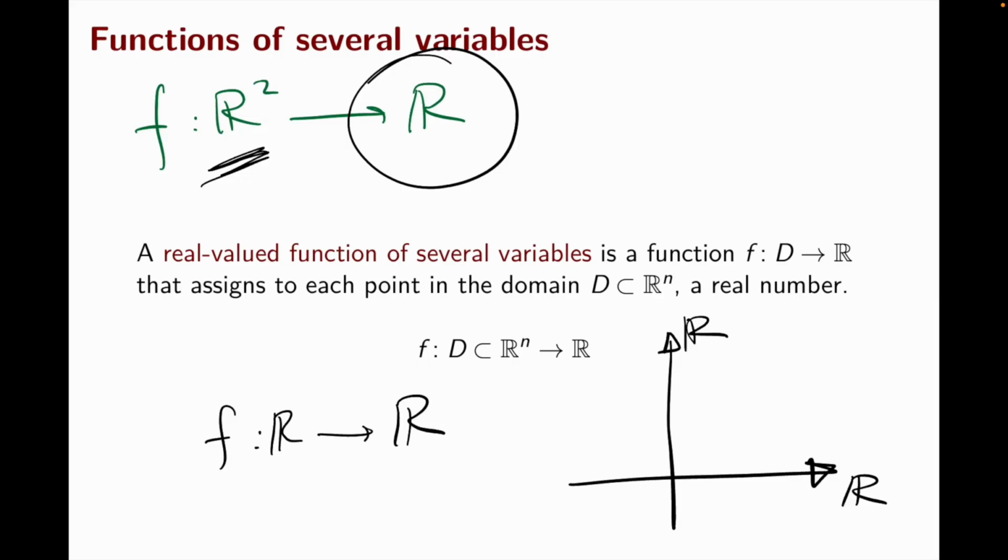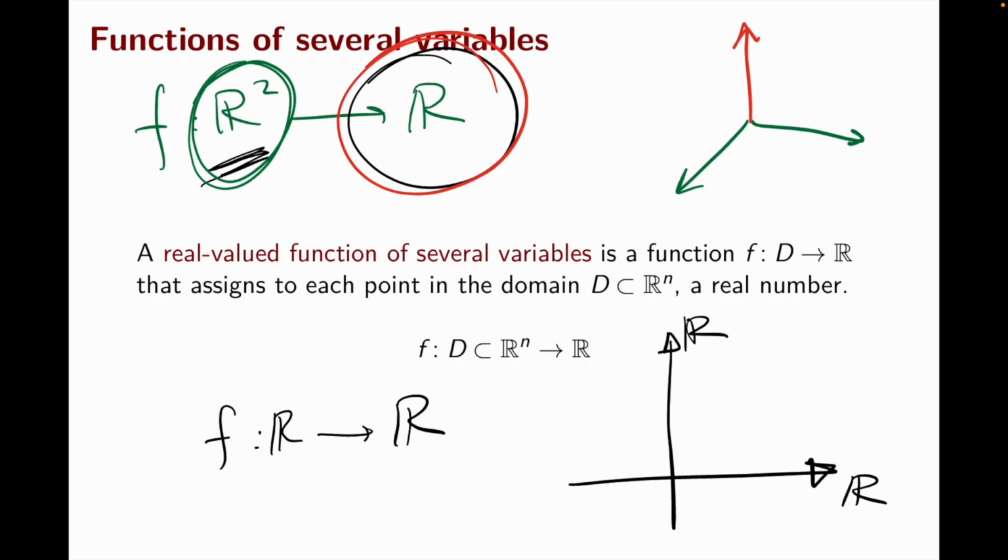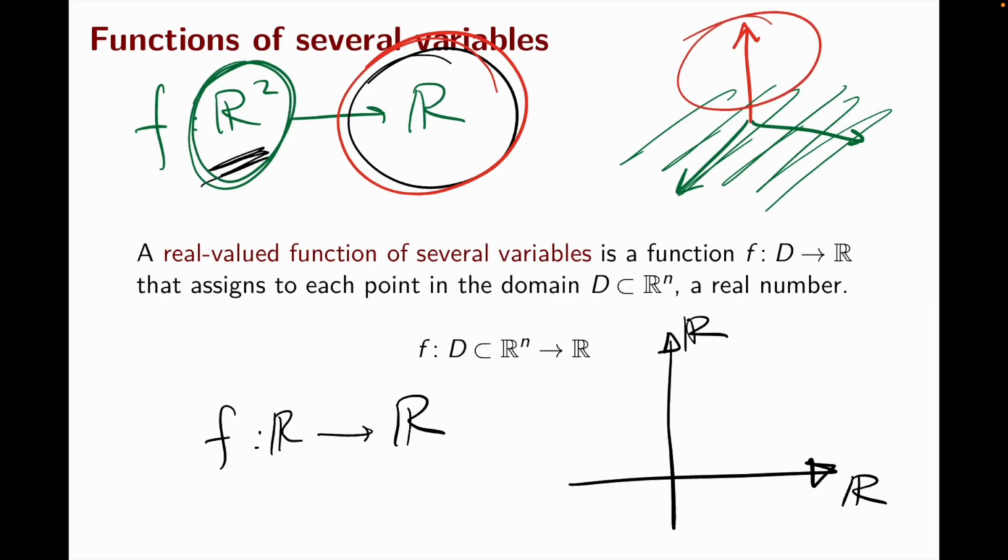So in our cases, for functions of several variables, we're going to need already two variables for the domain. So two versions of R in the domain, and then another version of R for the images. The domain of our function is going to be contained in this plane, and the images are going to be in this axis as a regular function from R to R.